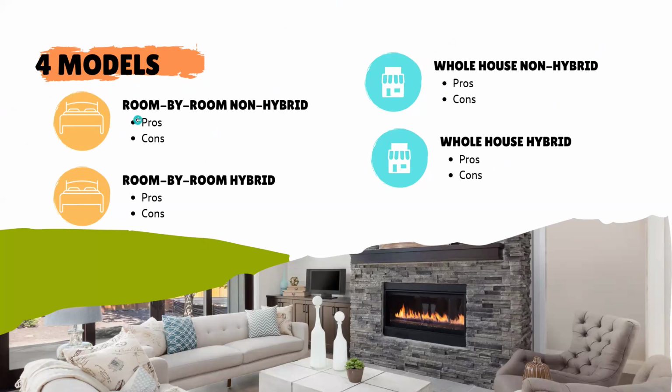So what does that mean? When you have a non-hybrid method, it means that your minimum rental period is 1 month or 2 months or 3 months, and that is it. You're not going to accept anything less than that.